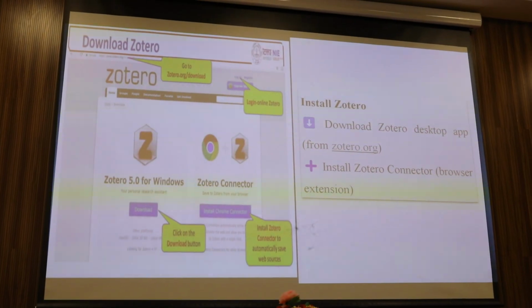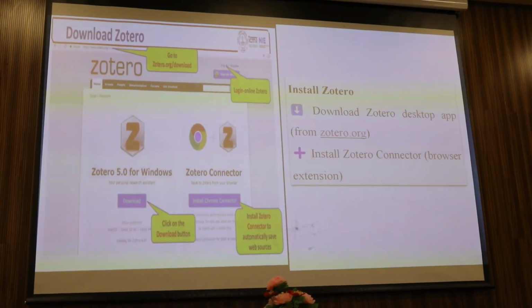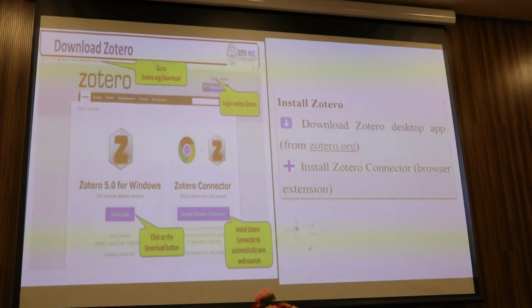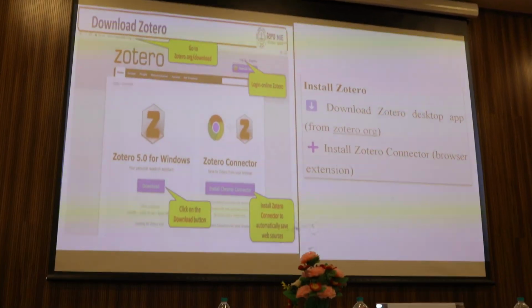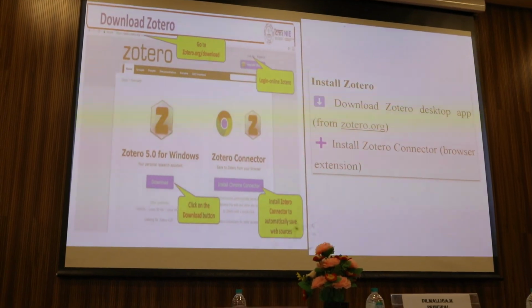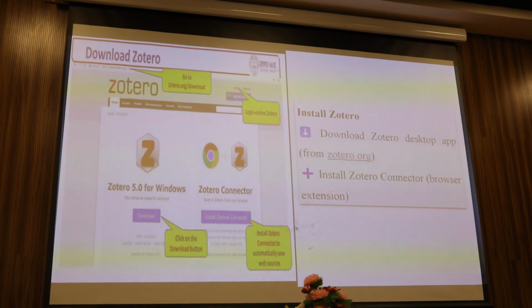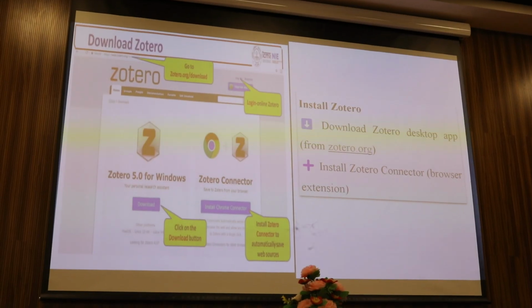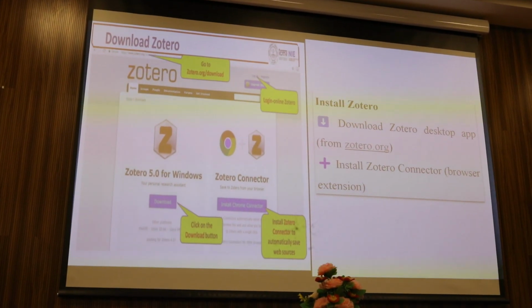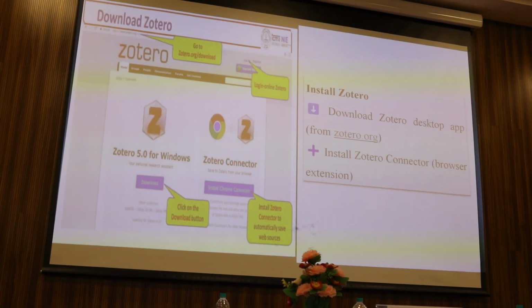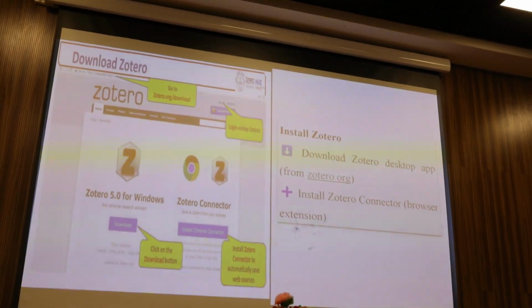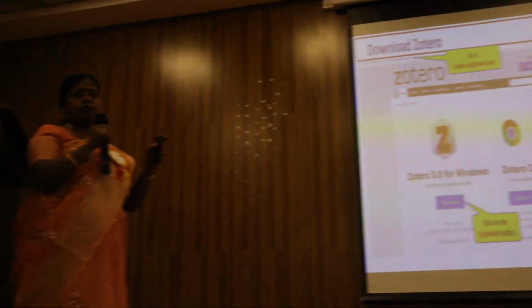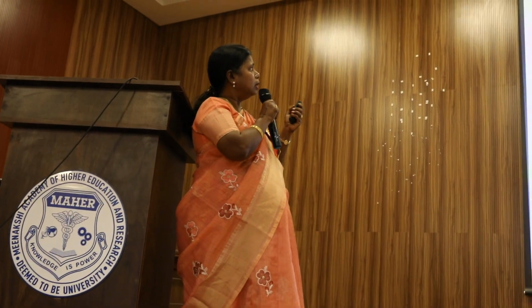Download Zotero desktop app from zotero.org. When you go to the ICMR site, you can see on the left corner, go to zotero.org download. So when you download, you will get the next page, login online Zotero. So you go to login, then you click on the download button, you get the plugins. Install Zotero connector, automatically save web sources. This Zotero connector, when you go there, will display this page.